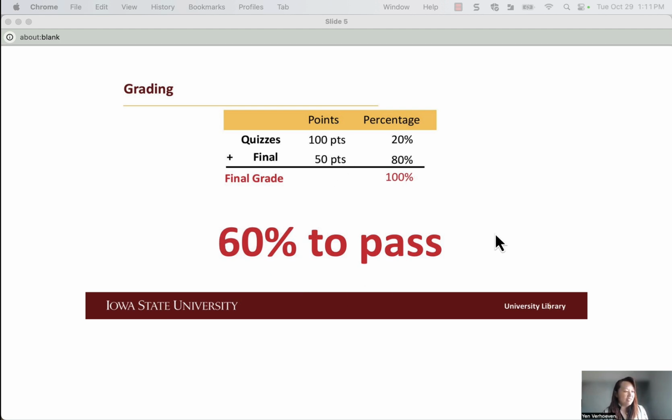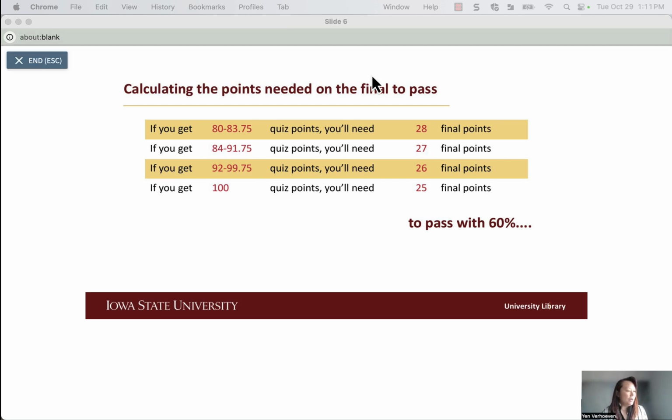Now, you need a total grade of 60% to pass. If you score 100% on all of your quizzes, the amount of points you need on your final in order to pass the class is actually going to be less. Let me show you what I mean. So if you get 80 to 83 total points on all your quizzes, you're going to need 28 points on your final in order to pass the class. But if you get all 100 points on your quizzes, 100%, you only need 25 points. You only need to pass 50% of the final in order to pass the class.